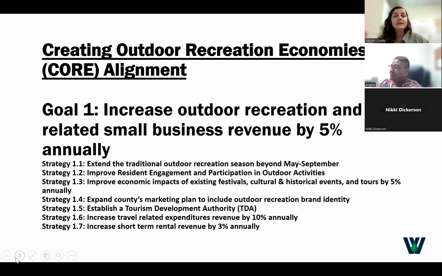And then recently we adopted an outdoor recreation economy strategic plan that also touches on occupancy tax. So we want to be able to increase our outdoor recreation and related small business revenue. Our goal is 5% annually. And this means certain strategies that we have. We want to extend our outdoor recreation season beyond May through September.